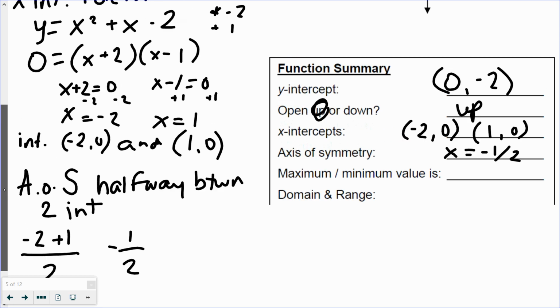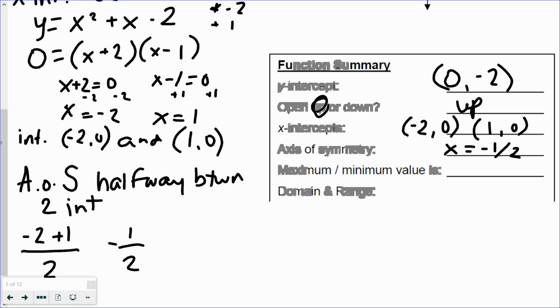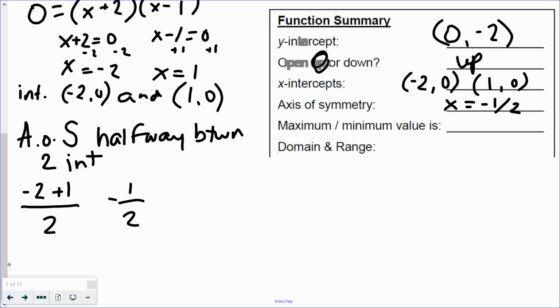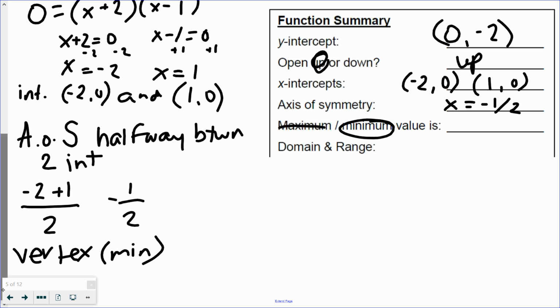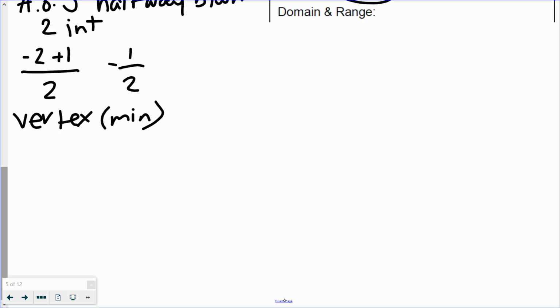Sorry, I could be plotting these on as I go. I'll come back up and we'll do it after. So the maximum or minimum, again, if it's opening upwards, we're going to have a minimum, not a maximum. And so, again, the other word that we use, so we use minimum and maximum, we'll also use the word vertex. So in this case, our vertex is a minimum. The vertex will be on the axis of symmetry.